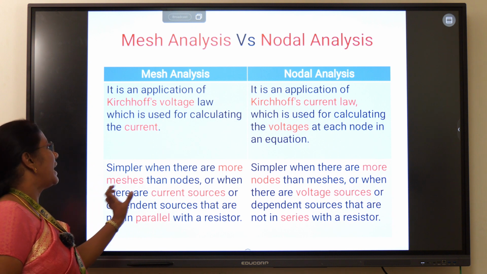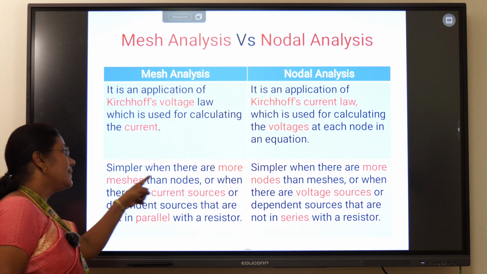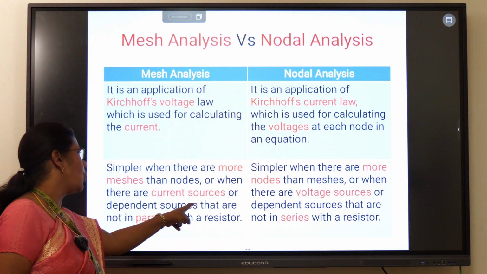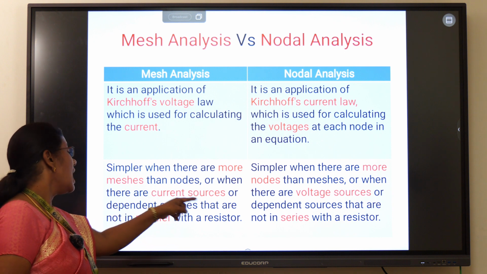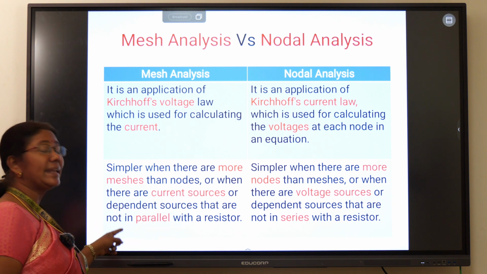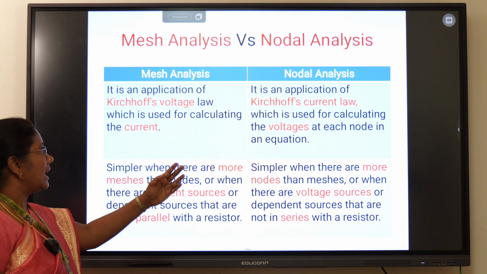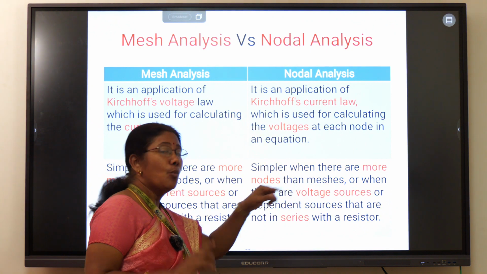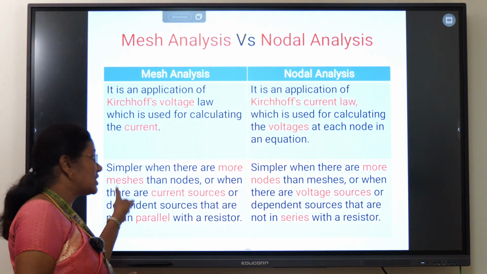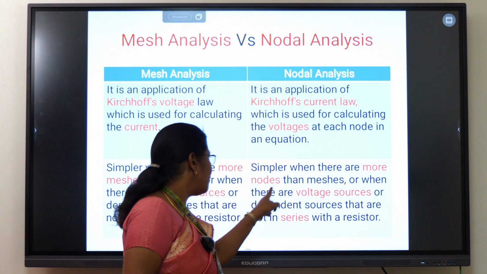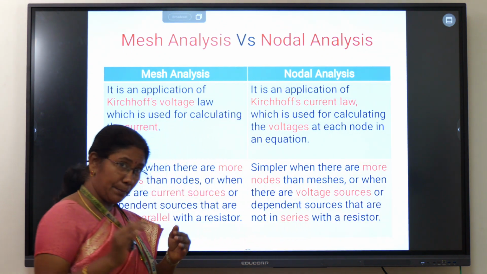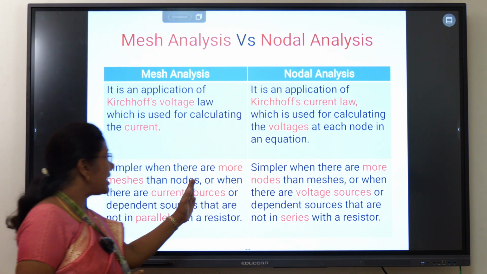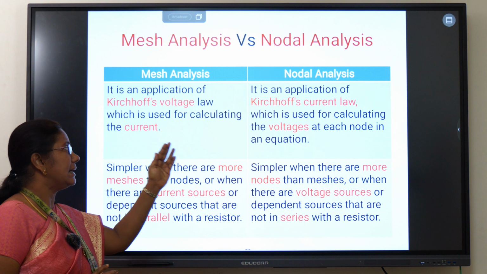Mesh analysis is very simple when there are more meshes than nodes, or when there are current sources or dependent sources that are not in parallel with a resistor. Similarly, nodal analysis is very simple when there are more nodes than meshes, or when there are voltage sources or dependent sources that are not in series with a resistor. So this is the basics of nodal and mesh analysis.